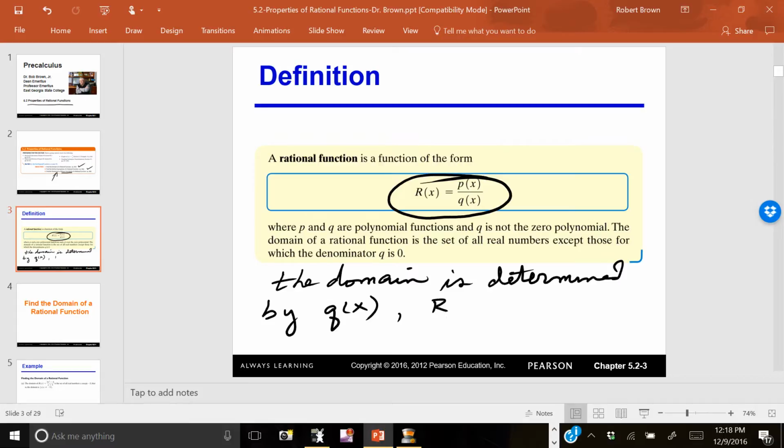R of x can have zeros, and the only way you can have zeros is for p of x, the numerator, to equal 0. Don't ever set the denominator q of x equal to 0 to try to determine zeros of the function.